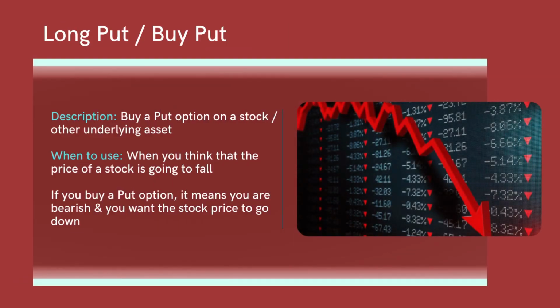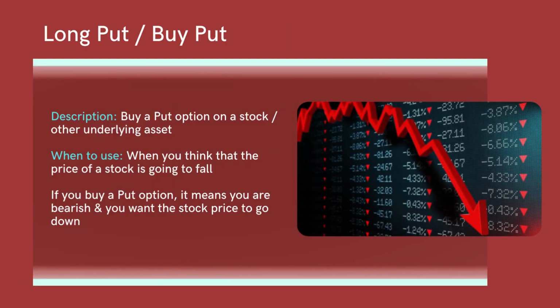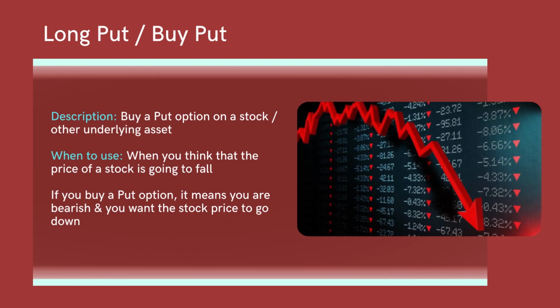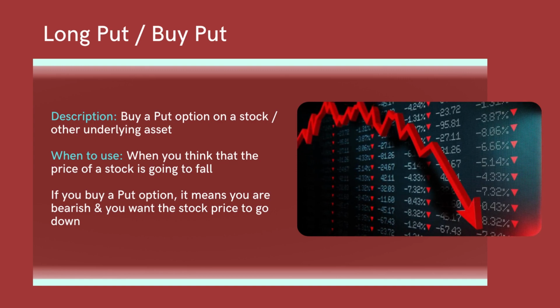First up, let's cover the long put strategy, which involves buying a put option on a stock or other underlying asset. But for the purpose of this video, let's just all use stock as an example since I don't trade options for other assets anyway. Alright, so when do you use this strategy? You use it when you think or speculate that the price of the stock is going to decline. In short, if you buy the put option, you are bearish and you want the stock price to go down.